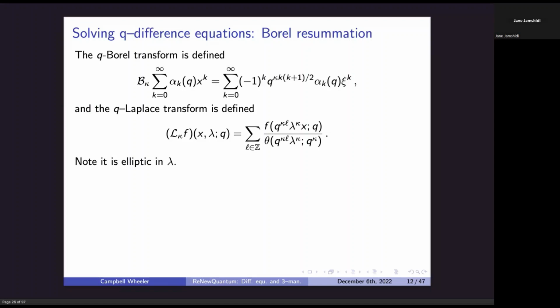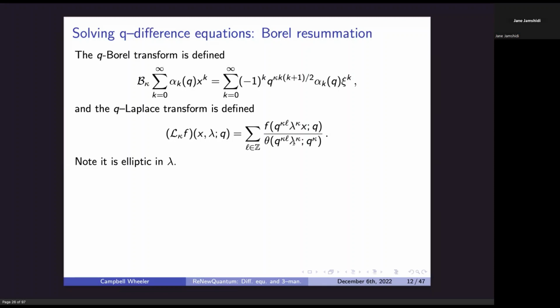And so then to define a Q Borel resummation, we need an inverse operation to this. And here this is given by a Q Laplace transform. And so the Laplace transform, as opposed to the Q Borel, takes in functions and spits out functions if they're convergent. And so here it's defined just as this sum of the ratio. So we evaluate f at some particular points, and we divide by a theta function evaluated at the same points, summed over this lattice. And so this lambda appearing, you should think of as some analog of Stokes. It's some kind of Q Stokes phenomenon, the fact that this lambda appears in the Laplace transform.